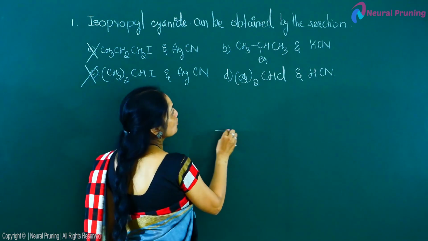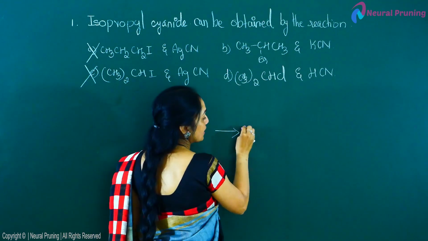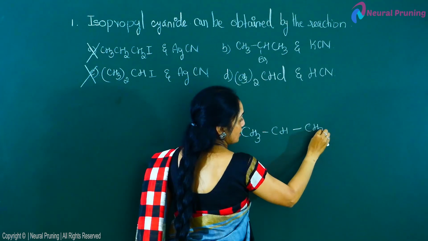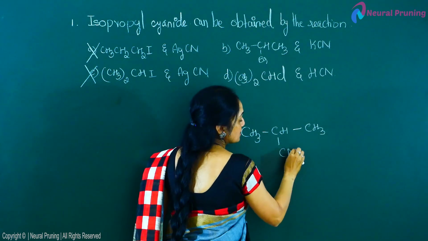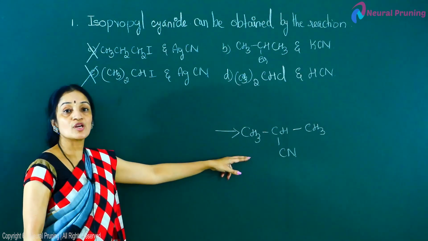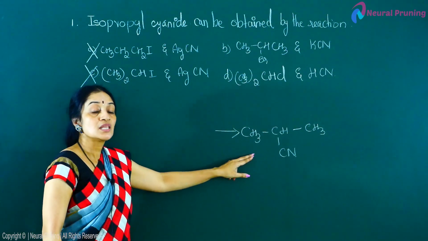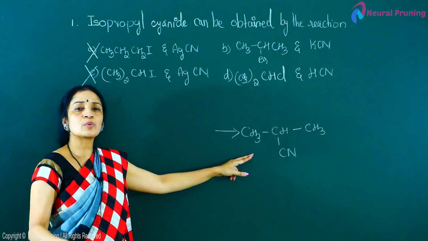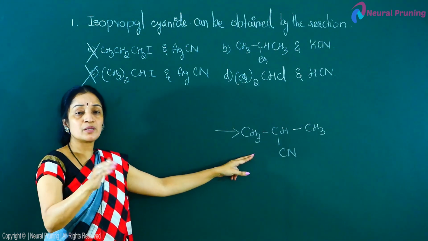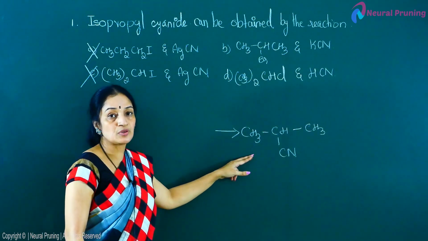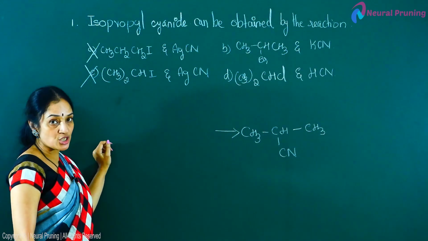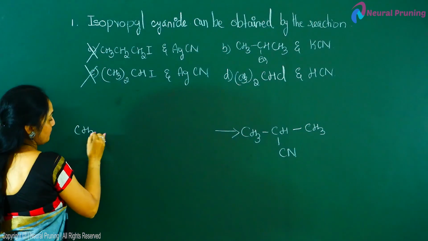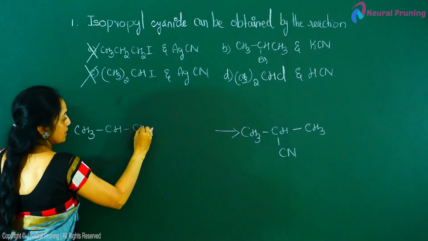The product which I am supposed to obtain is isopropyl cyanide, that is CH3, CH and CH3. Here we have a cyanide group, that is CN. So this particular compound we call an isocyanide. This will be obtained only when you take isopropyl chloride or isopropyl halide. Any halide it can be. It can be a chloride, bromide or iodide. You will make them react with aqueous potassium cyanide.